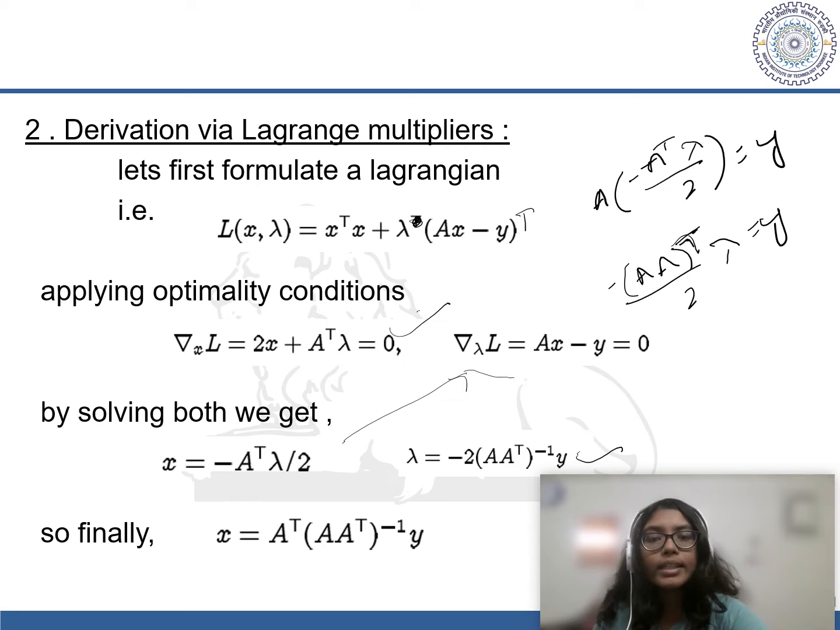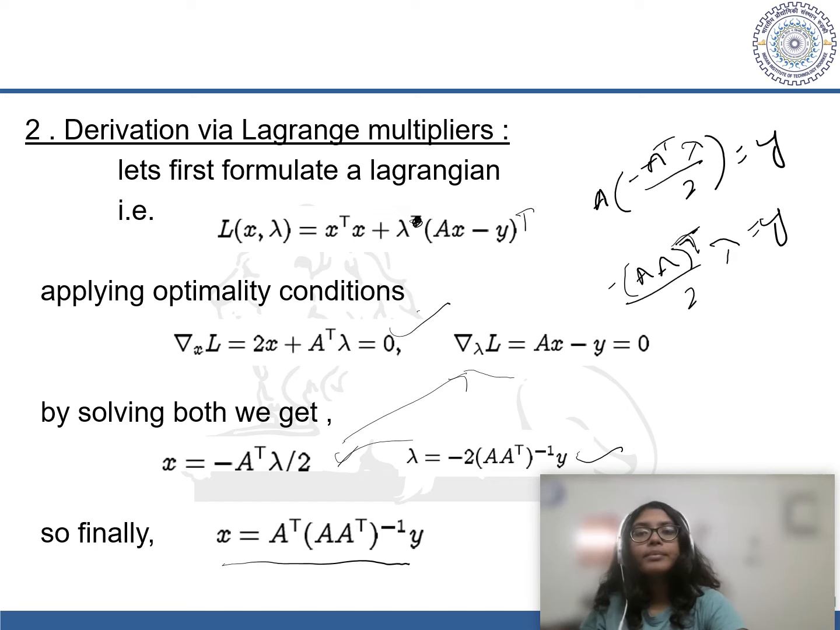So finally, putting this back in here, we get x equals minus A transpose; minus minus will get cancelled, 2 will get cancelled, so A transpose into (A A transpose) whole inverse y. So this is the solution, which we got by derivation via Lagrange multipliers, which we have seen in the previous slide. So this is how we derive it.